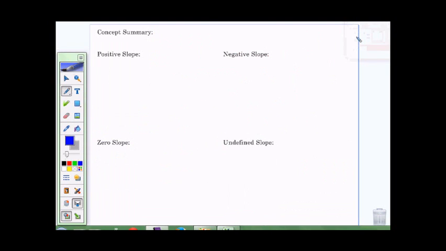Okay, just to recap, any positive slope, your line will go roughly in that kind of direction. And it can be relatively flat. It's still positive, as long as it's moving up as you go from left to right. If you have a negative slope, you're moving down as you go from left to right. If you have a 0 slope, you're flat. If you have an undefined slope, you're straight up and down.